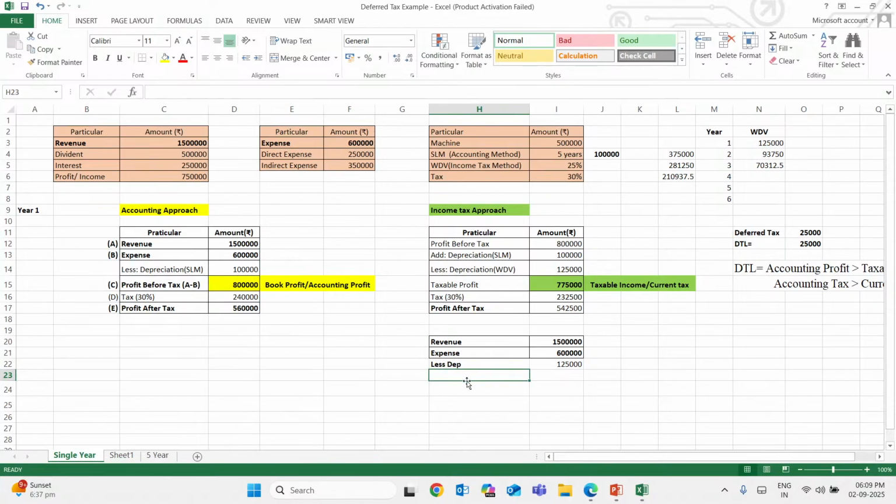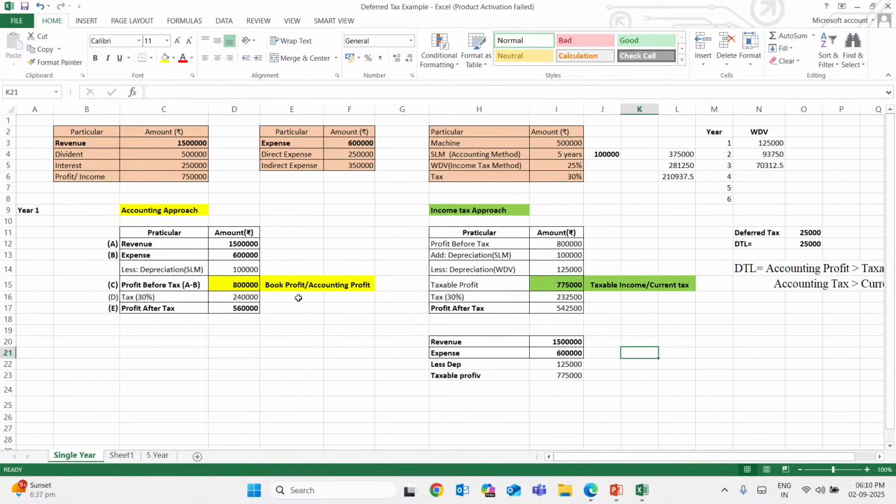So now the taxable profit will be, under this we will calculate it, 7,75,000. Here you can also see it, right? This is the procedure where you can redo the whole procedure, or you can just take the profit before tax that we have taken right here, add the old depreciation, that is the SLM method, and then lessen the new depreciation that we have, that is the WDV. You can choose both the methods for it.